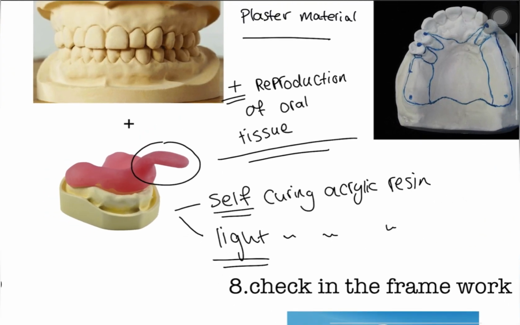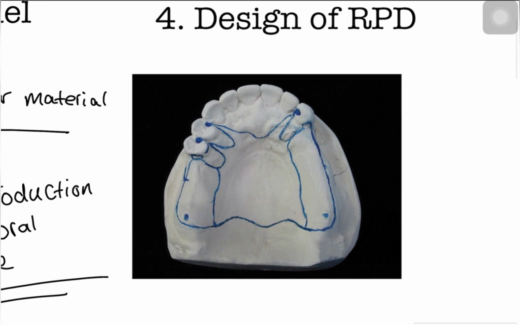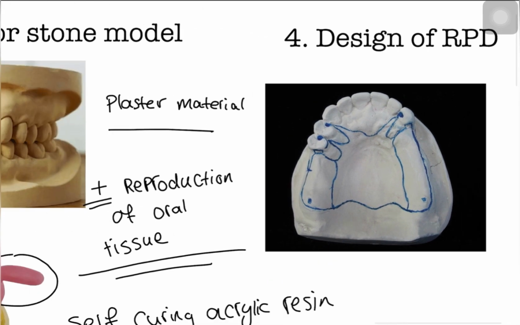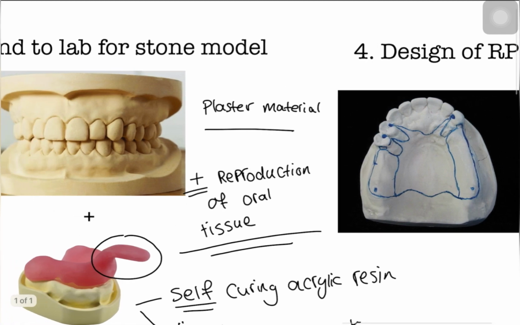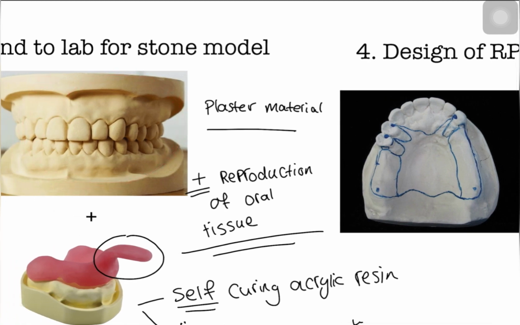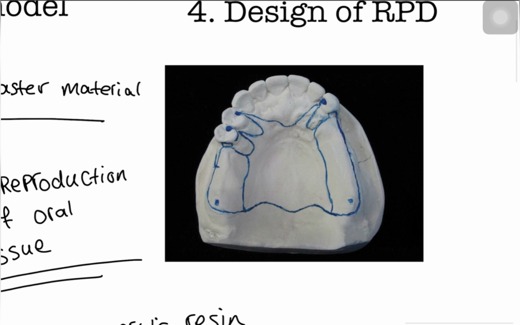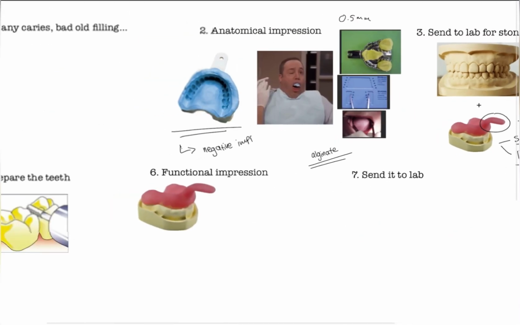And then we go to the fourth step, which is design of the RPD. So from the lab, they sent us this stone model, and we get this. Okay, so we design it. I'm not going to talk about how the designing works in this video, maybe in future videos, but here just know that the dentist draws and basically shows the dental technician how they want it to be, where they want the rests to be, where they want the major and the minor connectors to be, okay? So they design it, and then they send that to the lab.